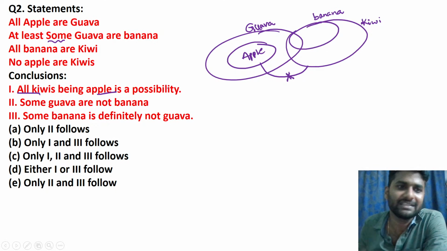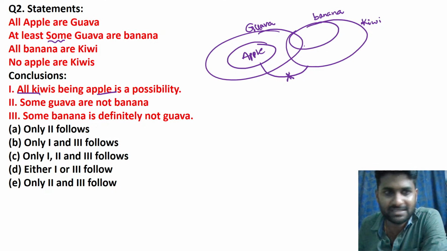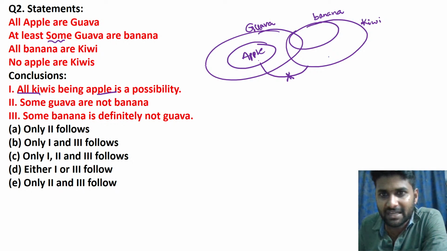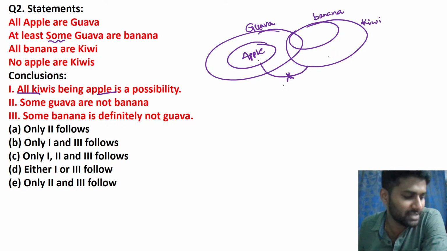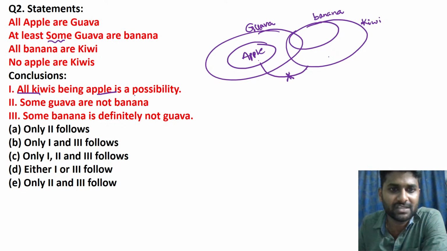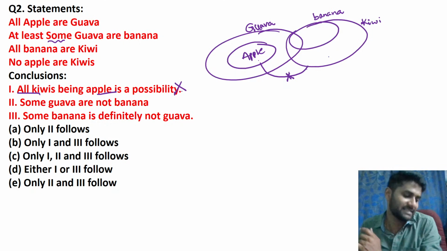The conclusion said that there is a chance. Let me verify whether it is a chance or not. Guys, can I assume all kiwi into the apple? No chance. Why? Because if you see, there is clear information between apple and kiwi, there is no such kind of assumption. But the conclusion said that there is a possibility. There is no chance, because if you assume, you are violating the statement.